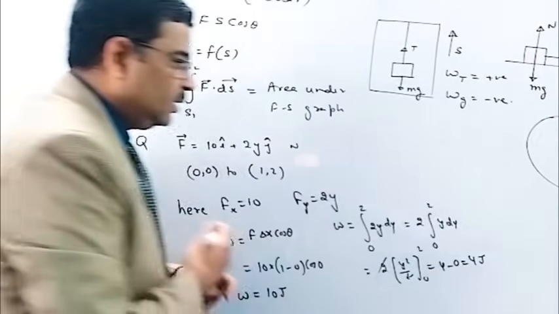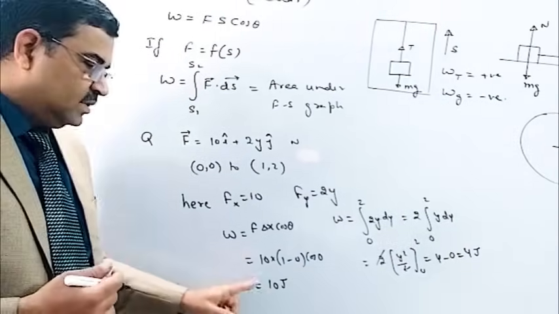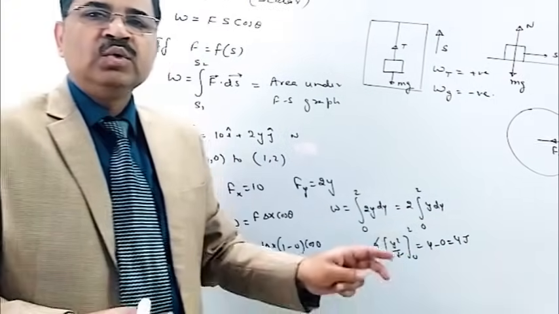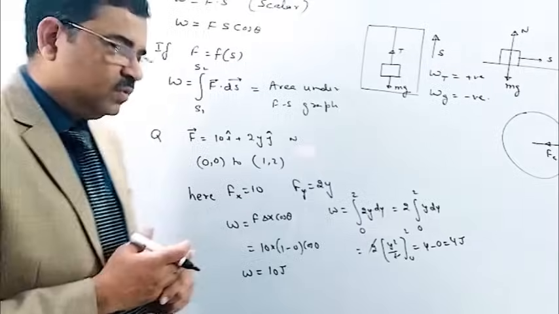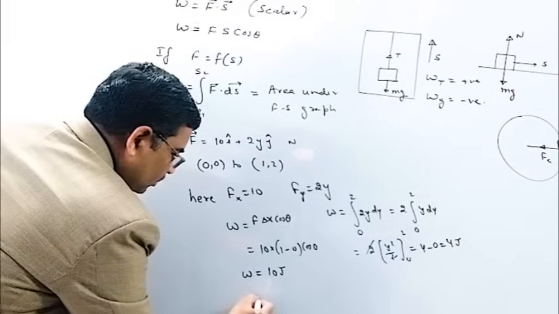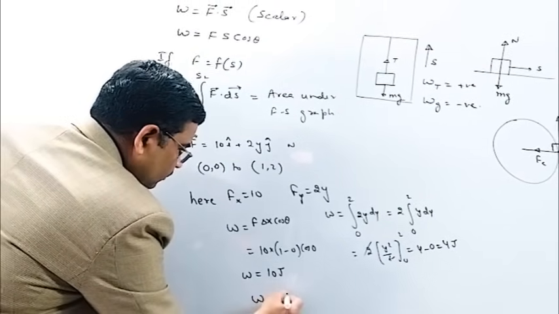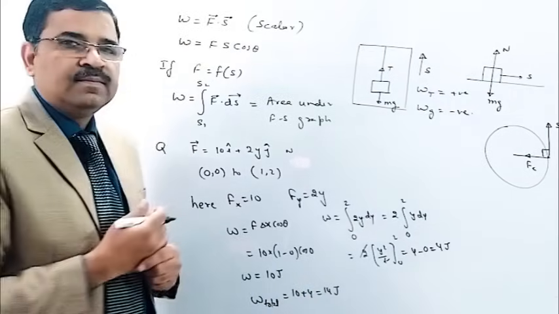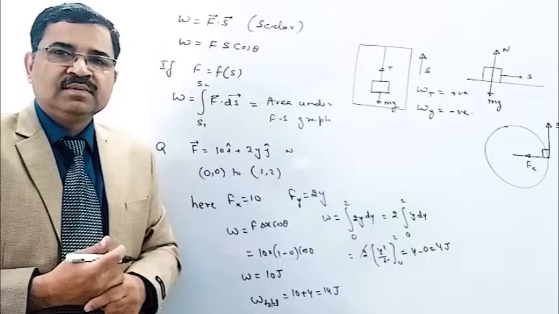joule. Now the work done by the x component is 10 joule and the work done by the y component is 4 joule. Now you add these two and we get the total work done on the body. So total work done will be 10 plus 4, it becomes 14 joule. So this is our final answer in this case.